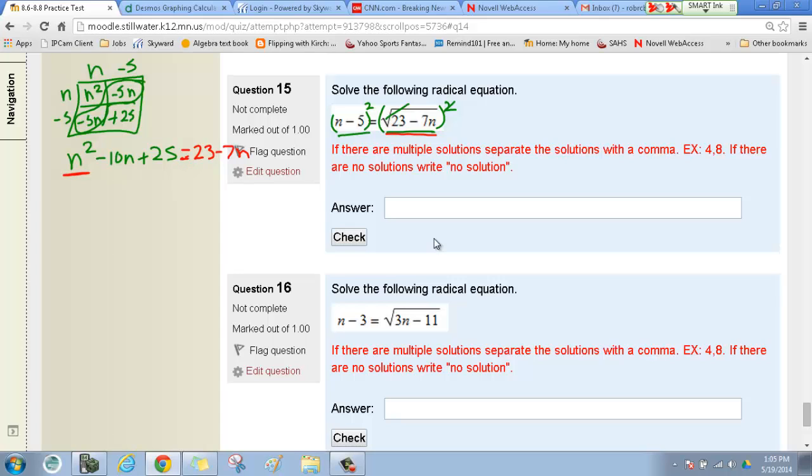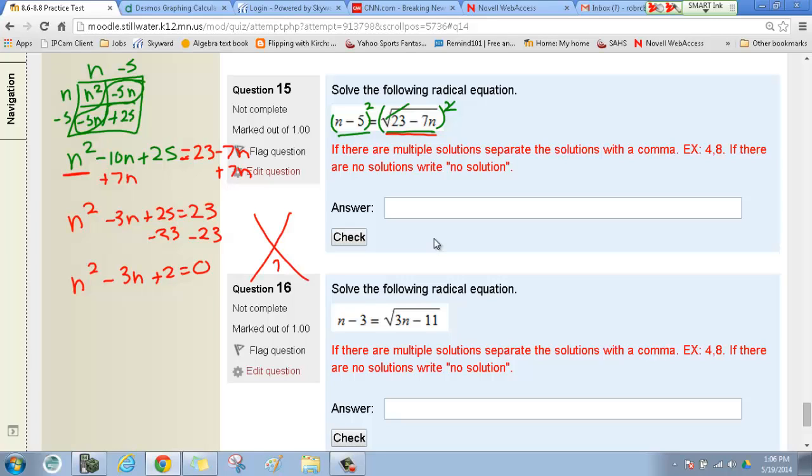Okay? Now we're going to solve this. Because of this n squared right here, we're going to probably have to get everything to one side and factor it. So let's start by adding 7n to both sides. Add 7n. So I got n squared minus 3n plus 25 is equal to 23. And then I'm going to subtract 23, subtract 23. So I got n squared minus 3n plus 2 is equal to 0.